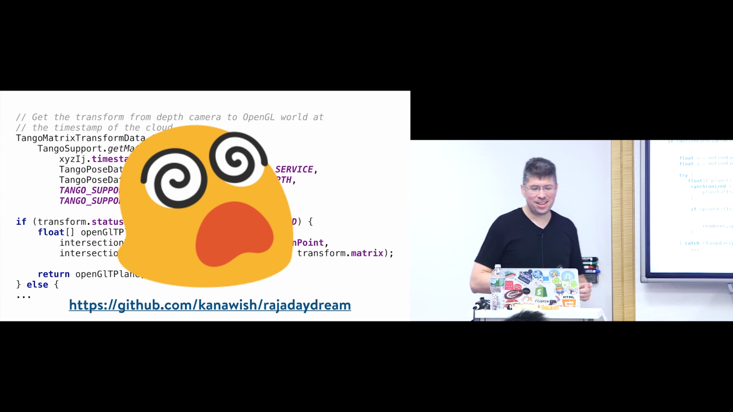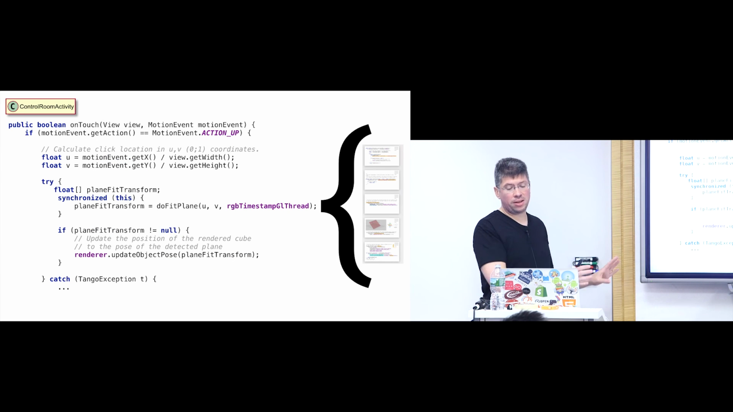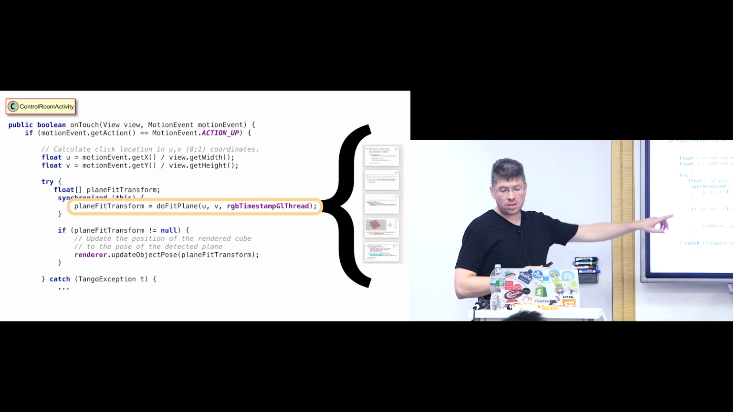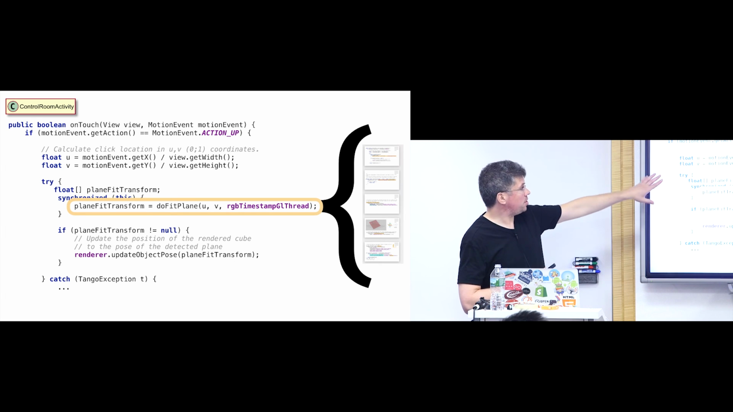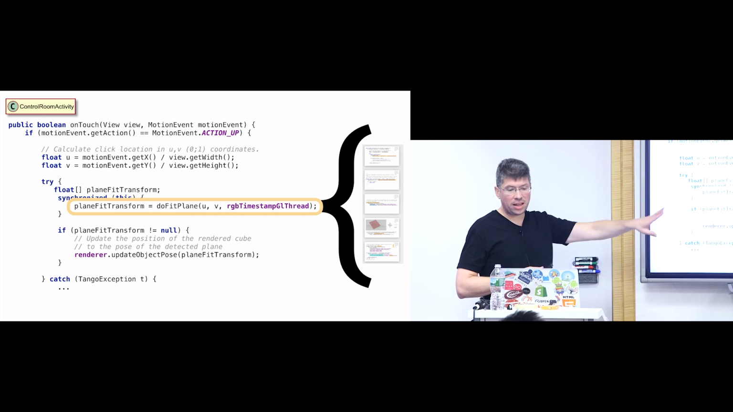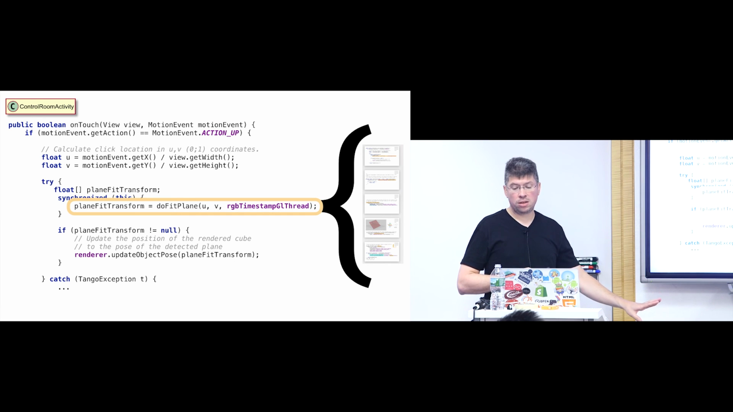Snazzy. All right. So this is your main takeaway slide. All the hard work happens under the doFitPlane method in this sample code. So you take that resulting plane fit transform, you feed it to Rajawali, and you're done.